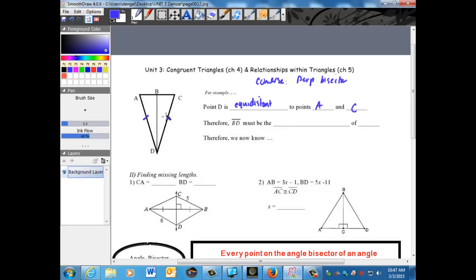Okay, so if we're shown a drawing that looks like this, then since we know that these two sides are the same, BD must be the perpendicular bisector of segment AC. Okay, so all we need to be shown is that these two sides are the same, and if we're shown that, then we get to do this, and we get to make this marking.